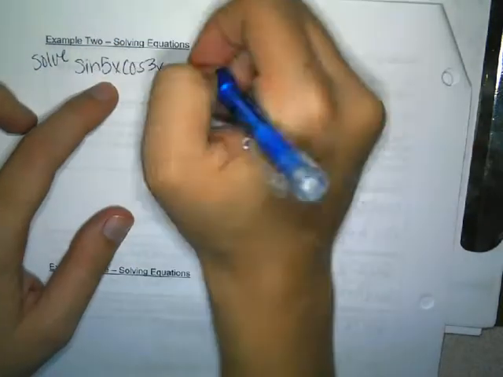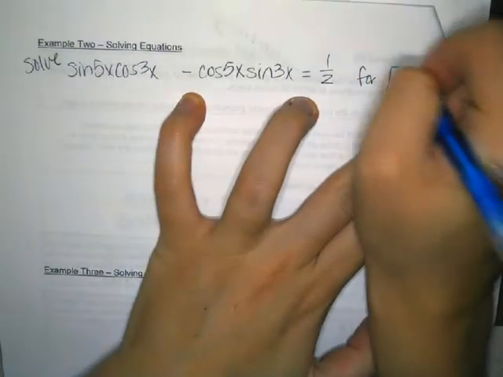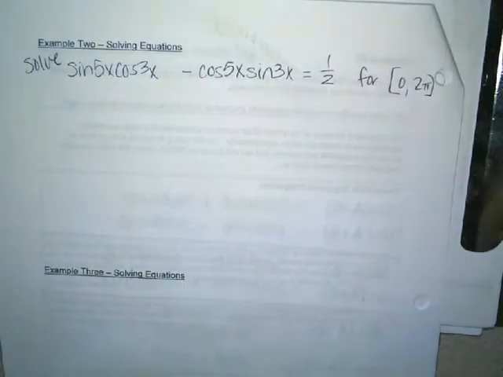So for example 2, let's take this expression. We're going to solve sine 5x cosine 3x minus cosine 5x sine 3x equals 1/2. Okay, we're going to solve this for values between 0 and 2 pi. We're going to solve this algebraically.